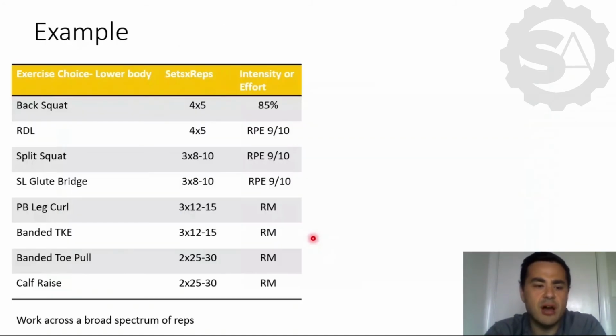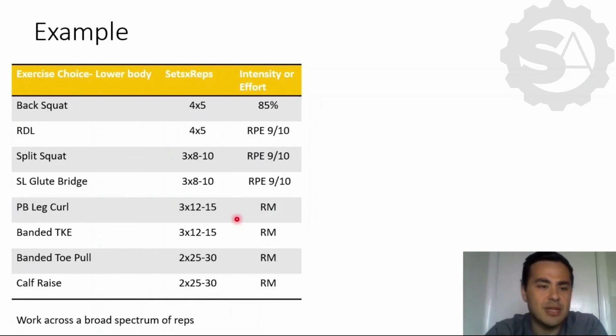So here's an example of maybe how you might set up a training day. If our split is lower body for this example, the idea behind the way this is set up is that we want to work across a broad spectrum of reps, right? Because now that we know that, hey, we can still get bigger in maybe the 3 to 5 rep range, we can still get bigger in the 8 to 12 rep range, and we can still get bigger in the 15 plus rep range. Because we know that by working lower reps, we're hitting predominantly type 2 fibers. By working a high amount of reps, we're probably hitting both.